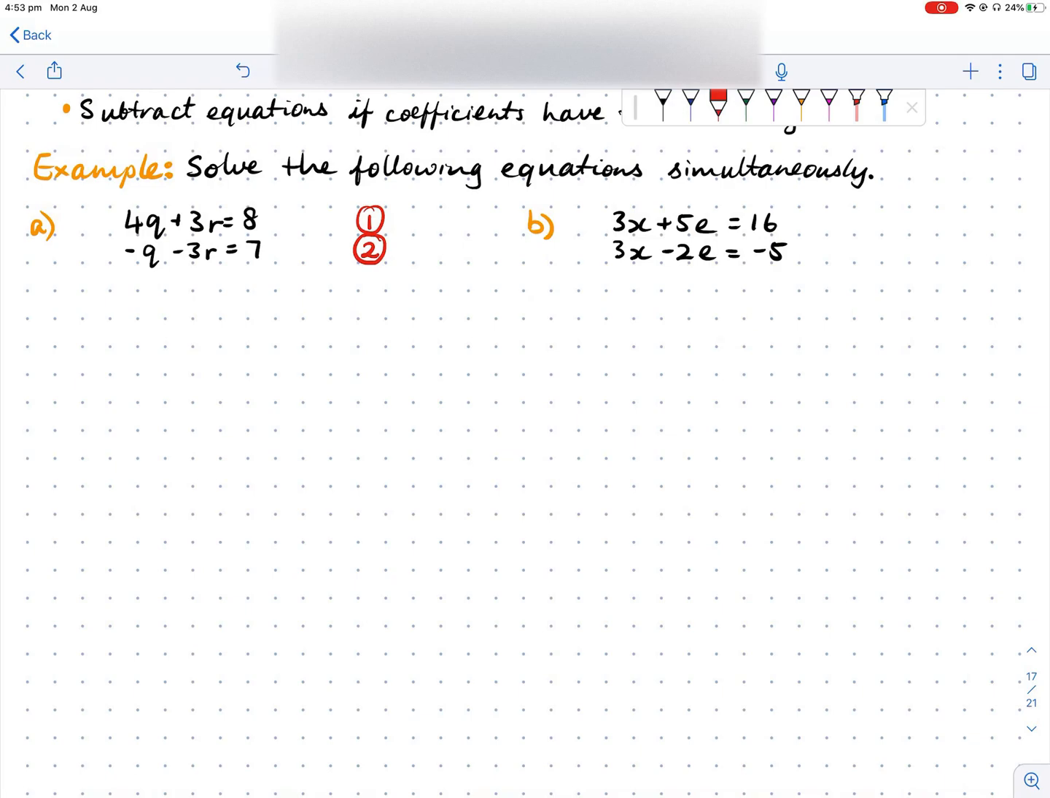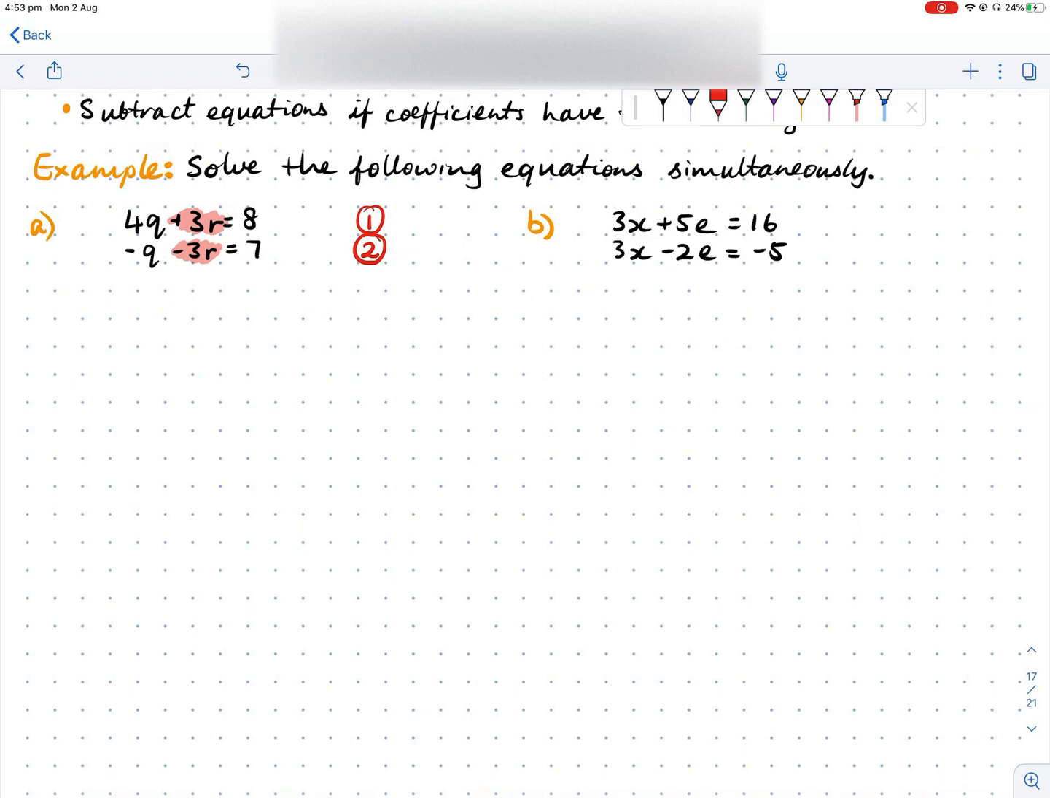Now, when we're looking at these equations, we need to first work out what letter to eliminate. Now, if we look at the Q's, we've got a 4 and a negative 1, so that's not going to be very useful. But if we look at the R's, we've got positive 3R and negative 3R. You can see that the coefficient, so the number component, is the same, even though we've got different signs there. So that's going to be the pronumeral that we're going to eliminate.